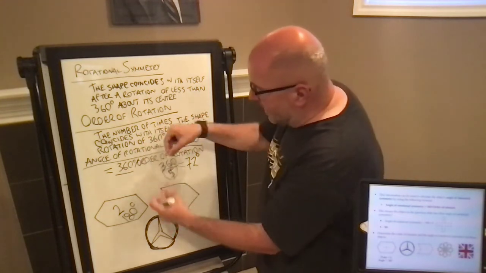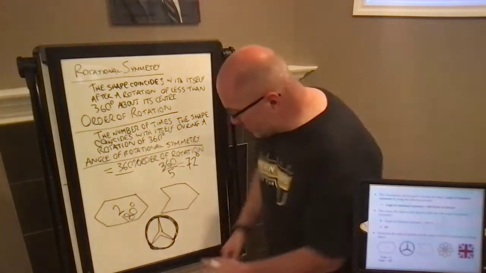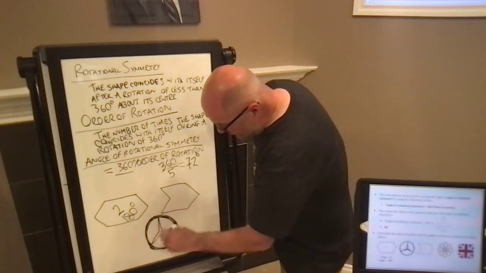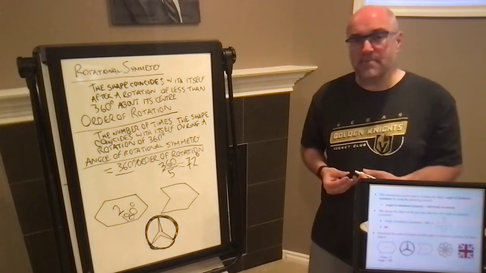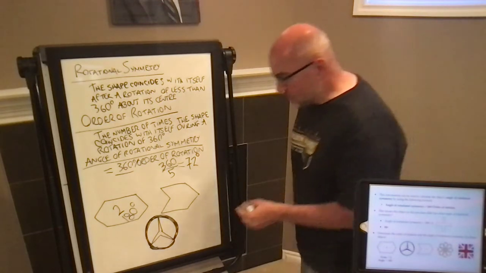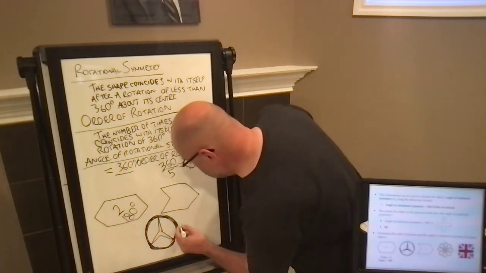So I'm going to basically have 3 times where that shape coincides with itself. Pretty much every time that this spike gets up to the top, we have basically a coinciding shape. So we've got 3 times where it coincides. That means it's got an order of rotation of 3.